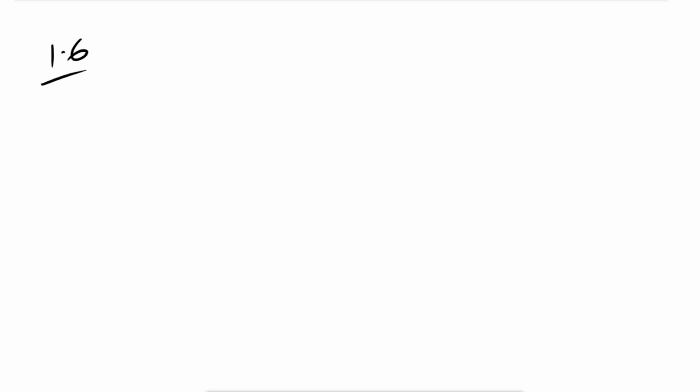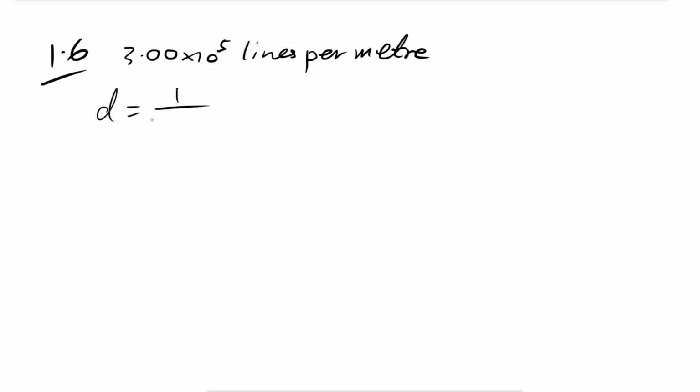We have 3 times 10 to the 5 lines per meter. We need to change that into meters per line. But it's nice that they've given us lines per meter, not lines per millimeter, so that does make it easier. So therefore, our d in our diffraction grating equation is going to be the reciprocal of that. That gives us 3.33, better go to 3 sig figs, times 10 to the minus 6 meters.